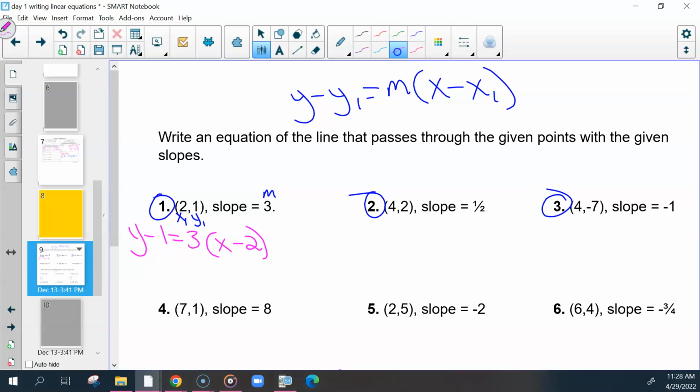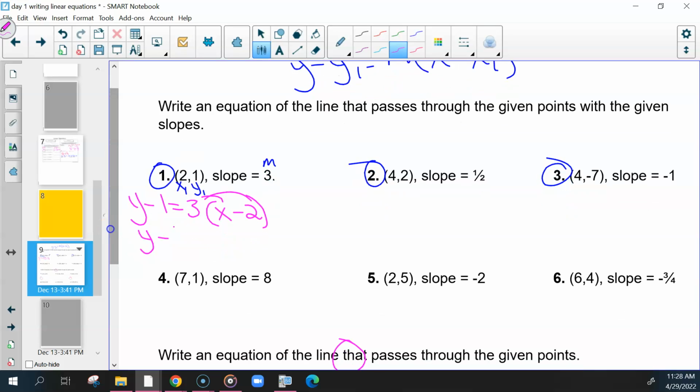If we want to get this back in slope-intercept form, what would we do here? First, y minus 1 equals 3x minus 6, and then add 1 to both sides. We end up with the equation y equals 3x minus 5. Questions do we have on that before we do another example?